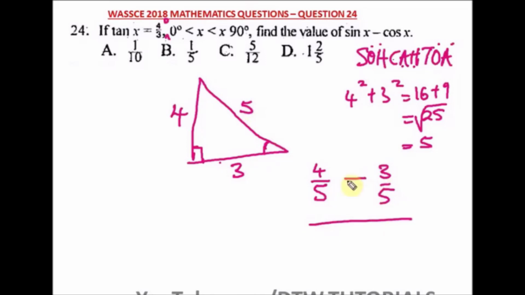Okay, so let us subtract this. We have over 5. 5 and 5 is 1 times 4, we have 4 minus 5 and 5, 1, 1 times 3 is still 3. And what is 4 minus 3? 4 minus 3 is 1, so 1 over 5. So our answer is 1 over 5, and our right option is option B.